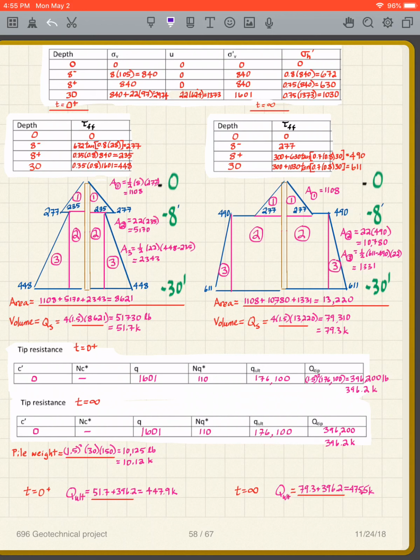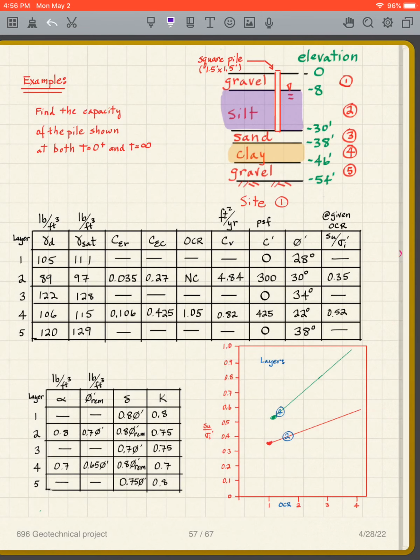So what do we have to do at these depths? I have to come up with the sigma v, the u, and the sigma v prime. So you can all do that. So I'm not going to go through that part of it. Now, how do I get my sigma h prime? Well, I'm going to use the property here, which is the k.